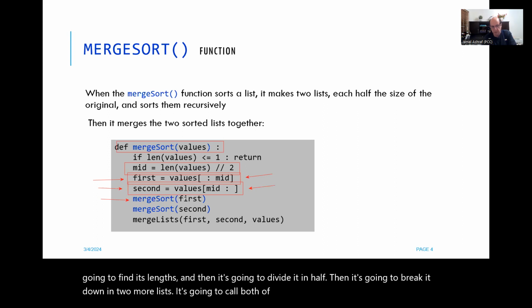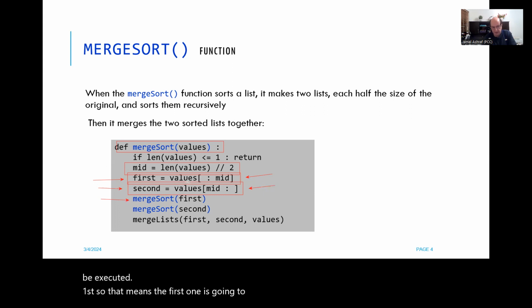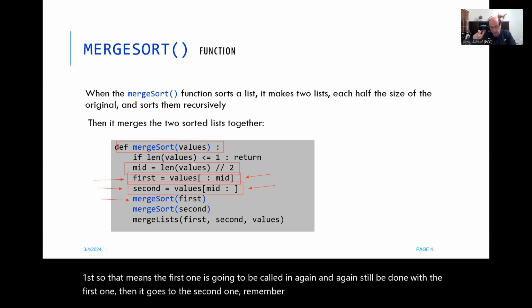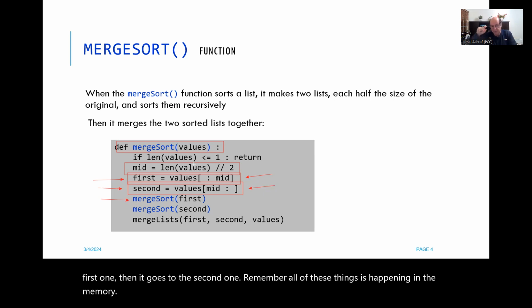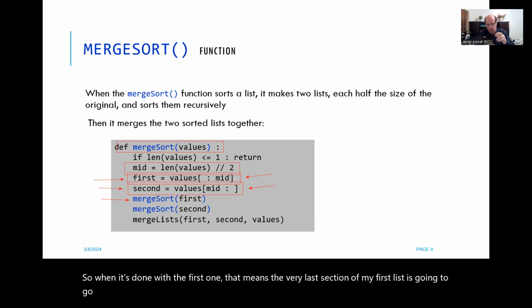But remember, the first one is going to be executed first. So that means the first one is going to be called again, and again, until it is done with the first one. Then it goes to the second one. Remember, all of these things are happening in memory. So when it's done with the first one, the very last section of my first list is going to go to the second part of that one, and it's going to keep building it up.